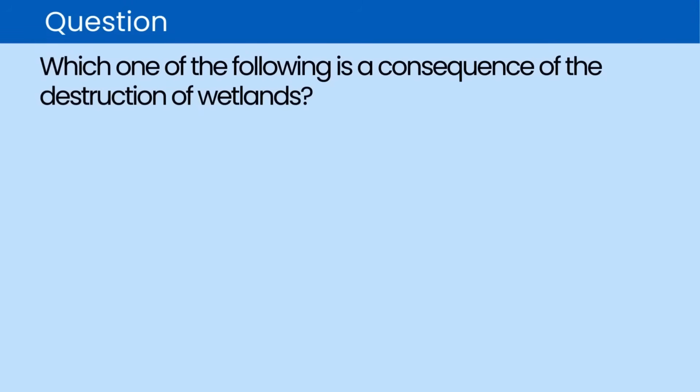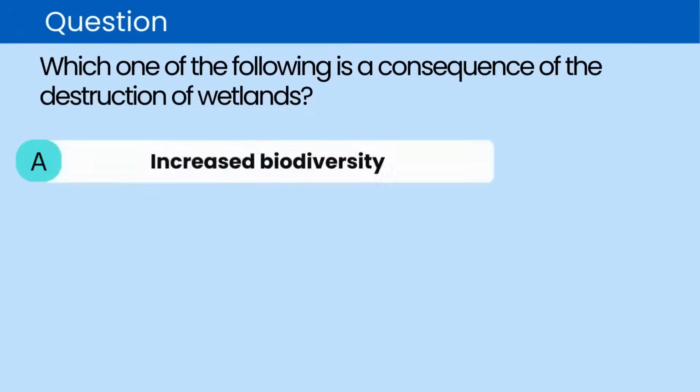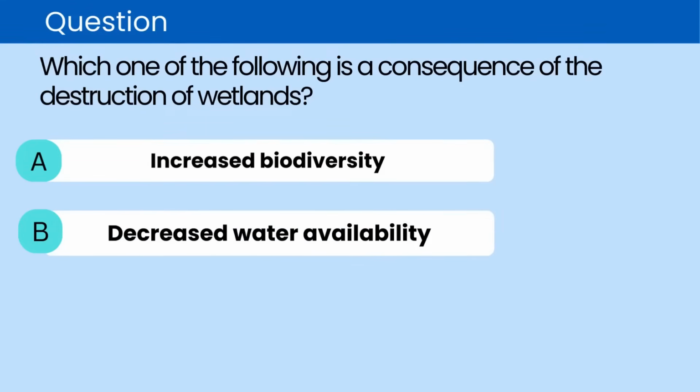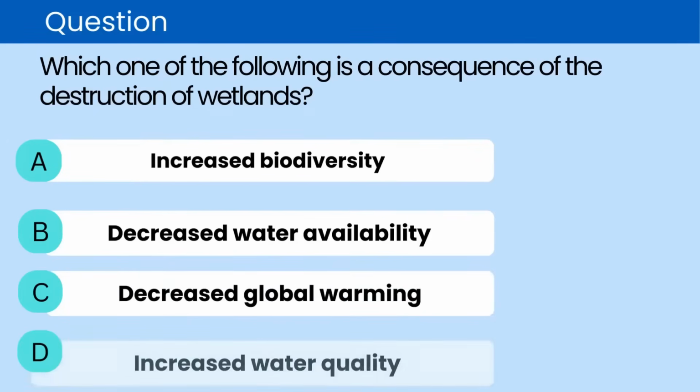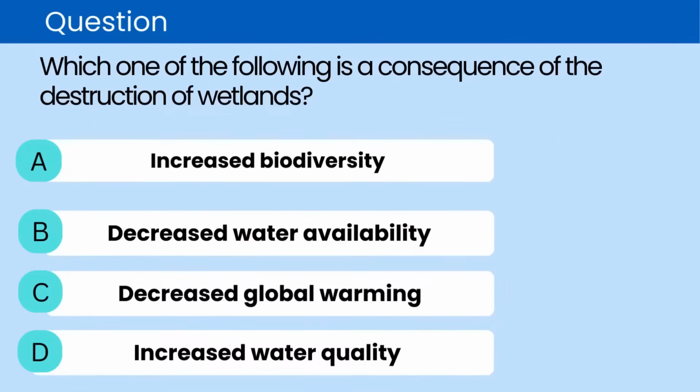Question: which one of the following is a consequence of the destruction of wetlands? A. Increased biodiversity. B. Decreased water availability. C. Decreased global warming. D. Increased water quality.